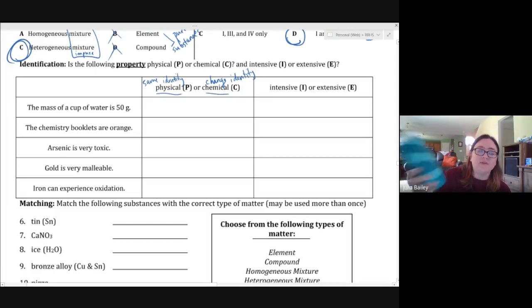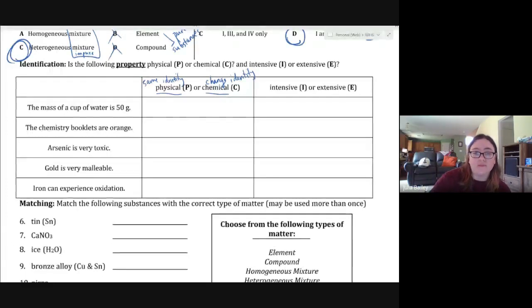If I measure the mass of a cup of water is 50 grams, is it still a cup of water after I measure those 50 grams? If yes, if it keeps the same identity, that tells me this is a physical property. The mass is a physical property.